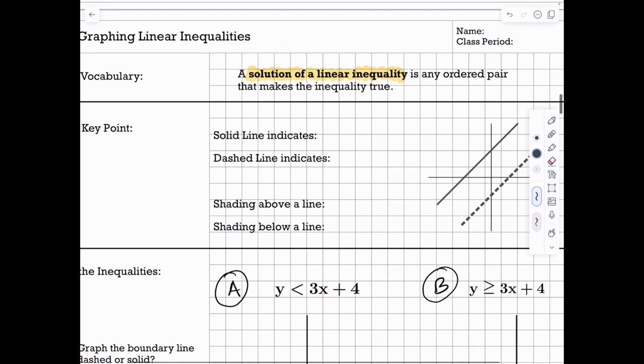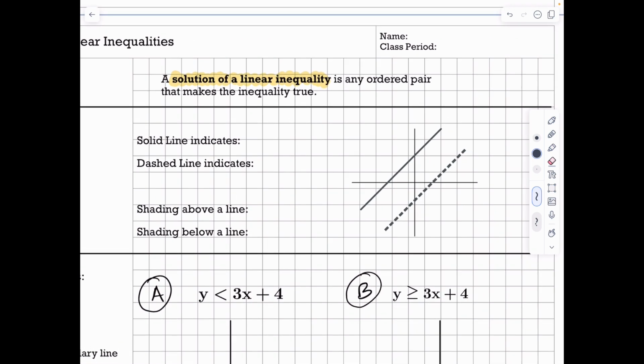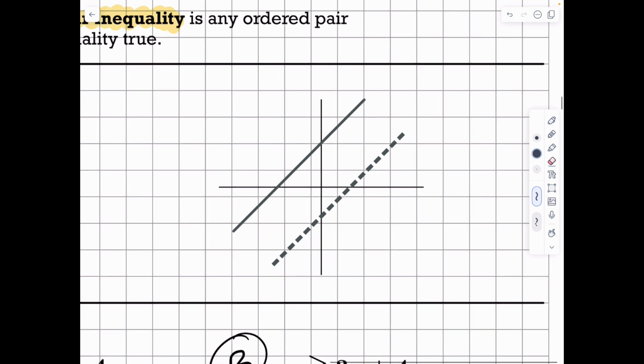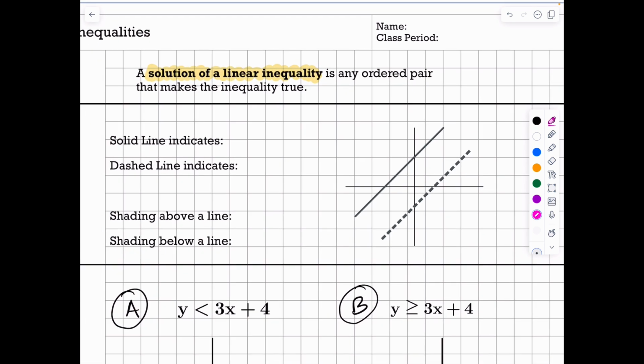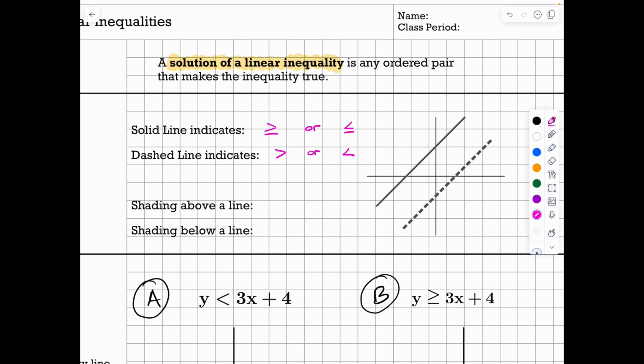Likewise, when we're looking at linear inequalities, we have solid lines and dashed lines. A solid line indicates that we're looking at greater than or equal to, or less than or equal to. A dashed line is a linear inequality that is greater than or less than. Shading above a line indicates that we are looking at greater than or greater than or equal to.